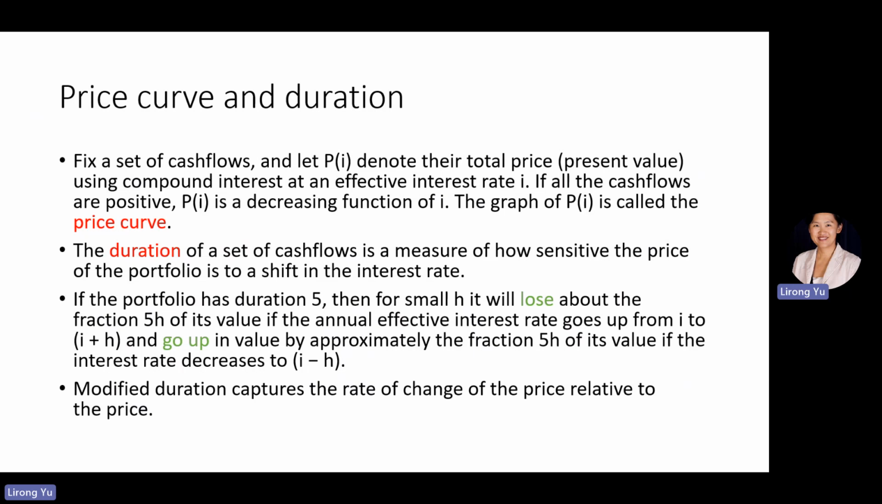If the portfolio has a duration of 5, then for a small h, it will lose about a fraction of 5h of its value if the annual effective interest rate goes up from i to i plus h, and go up in value by approximately the fraction of 5h of its value if the interest rate decreased to i minus h.